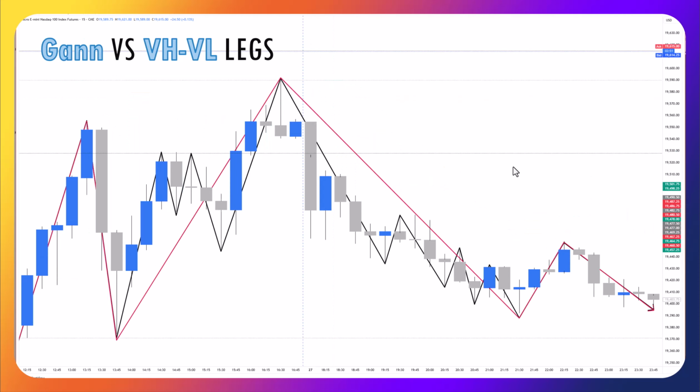So here we go again. If we compare valid high and valid low legs with Gann legs, you can see this red one is valid high and low, and the black one is the Gann way, looking at the pullbacks and swings. Here, as you see, the market cycle for this one is sideways. Though we had some legs here, we can break this into a lower time frame, and we will have an uptrend here, which could be a channel.